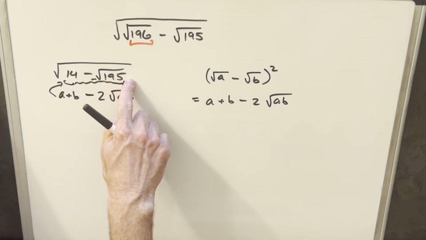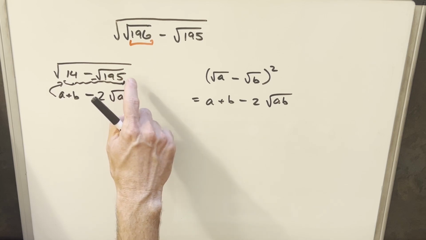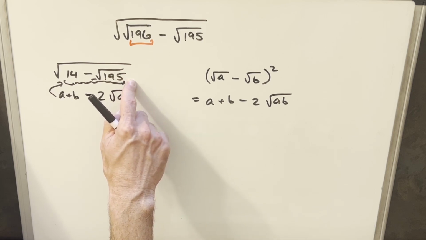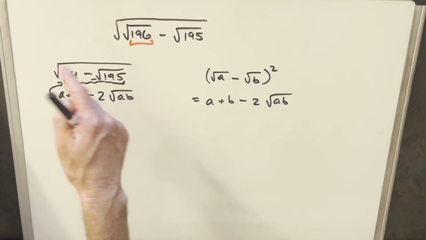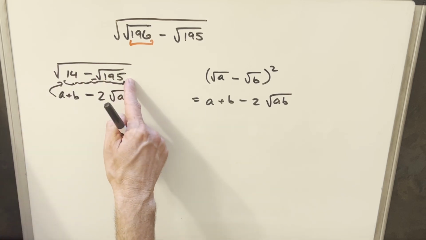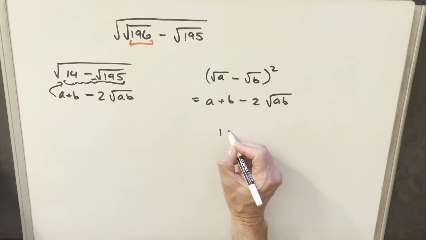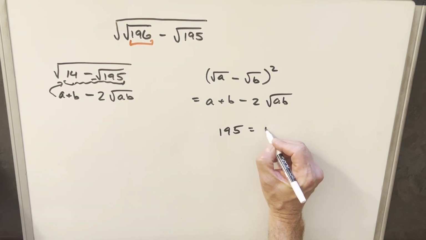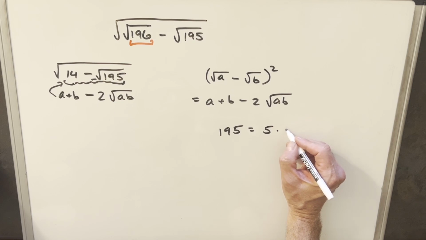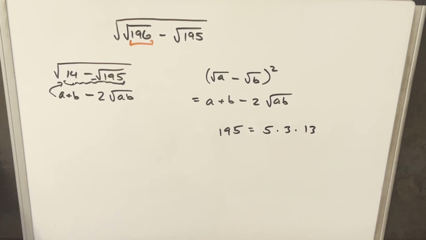What you can do a lot of times, if inside this radical, the 195 is a multiple of 4, the square root of 4 is 2, and then you can pull a 2 out. Well, you can verify it, but 195 is clearly not a multiple of 4. We can do the factorization of 195, and it's going to be 5 times 3 times 13. So notice we've got no factor of 4 there.